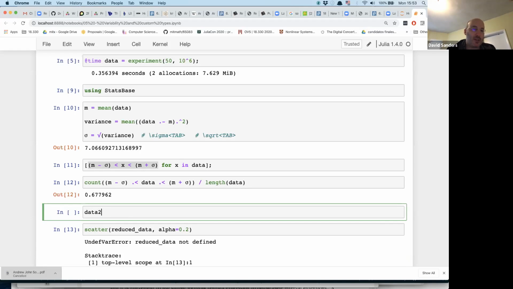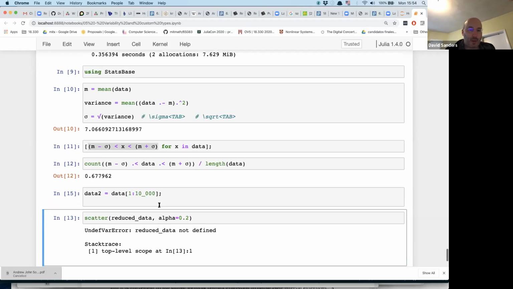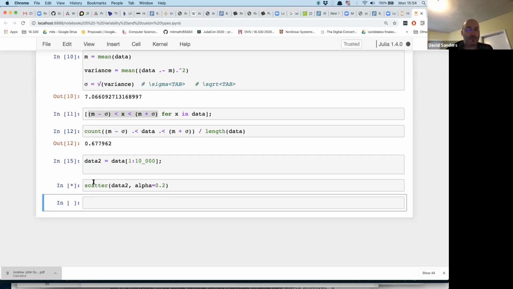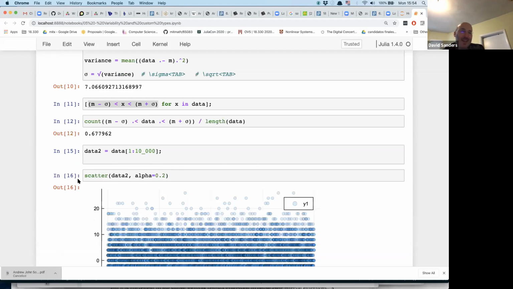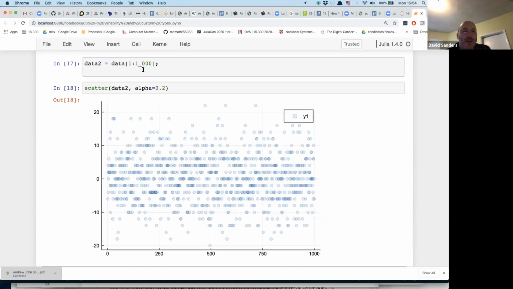Let's call it just data2. There's data from 1 to 10,000. I'm going to scatter data2. It still takes a while. Oh yeah, because it's compiling. This is the first time I'm plotting. Okay, so Shashi said I just had to wait, so I was too, okay, maybe 10,000 is too many. Let's just do 1,000. Okay, there we go. That's too few.